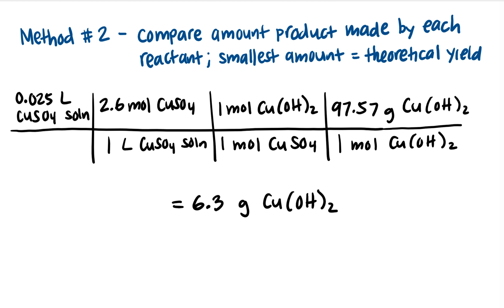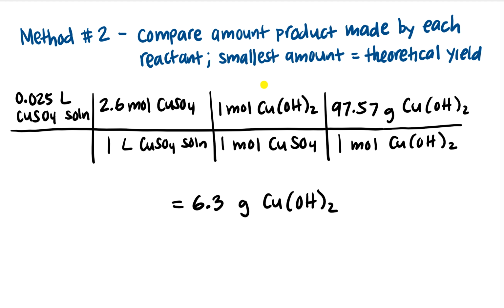Method number 2 is going to require solving for the amount of product made by each reactant. So we're doing 2 dimensional analysis grids, and we are going to compare the products produced from each one. The smaller one is going to be our theoretical yield. And so we took our first reactant, the copper sulfate. We had 0.025 liters of that solution. Here I'm using molarity in dimensional analysis because really molarity, guys, is just another conversion factor. It tells me how many moles for every 1 liter of that solution.